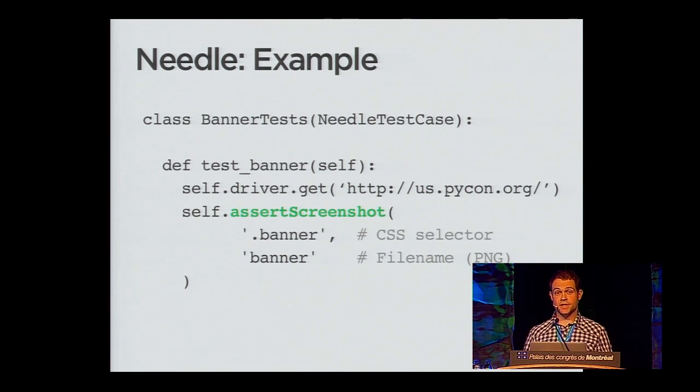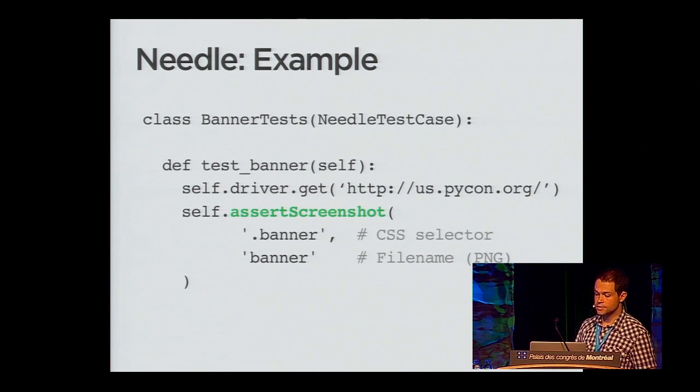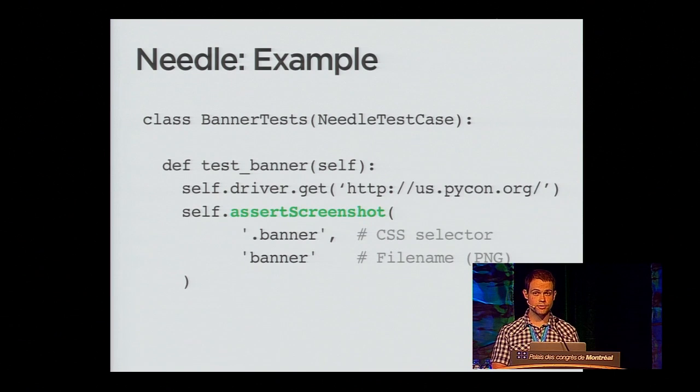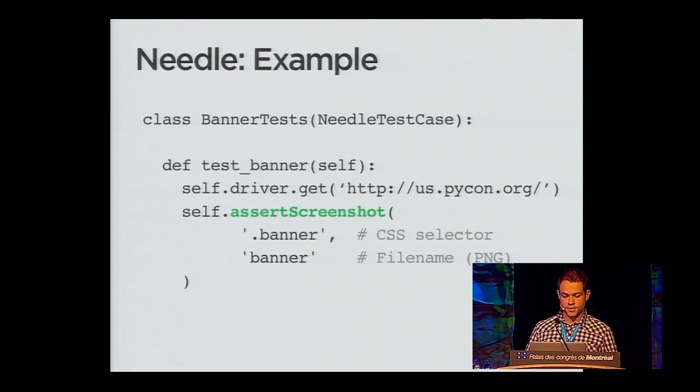And all it takes is really that one method, assert screenshot, which is provided by Needle. The assert screenshot method accepts two parameters. The first one is a CSS selector to the element on your page that you want to target and take a screenshot of. The second parameter is just the file name, the PNG file that the screenshot is going to be stored as on your disk.